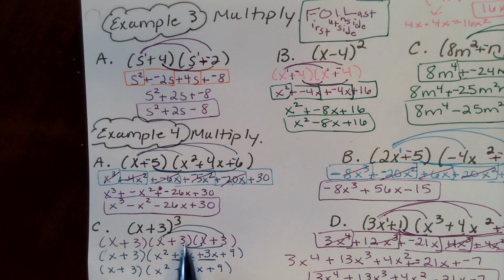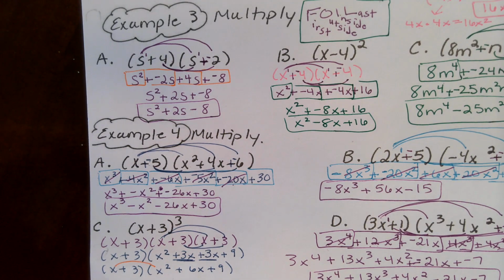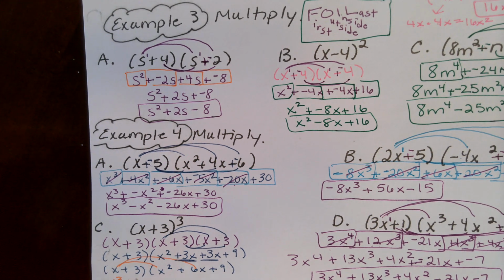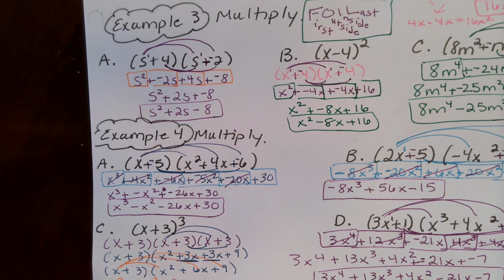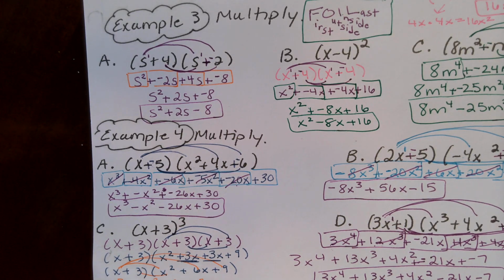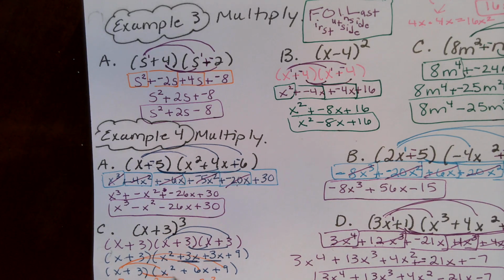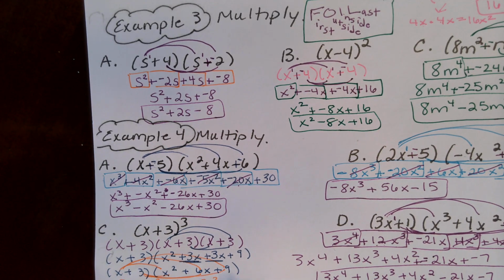Now we have a situation like we did up here, where it's 2 by 3. So x times x squared is x to the third, plus x times 6x is 6x squared, plus x times 9 is 9x, plus 3 times x is 3x squared, plus 3 times 6x is 18x, plus 3 times 9 is 27. So when you look through, you can certainly box them.